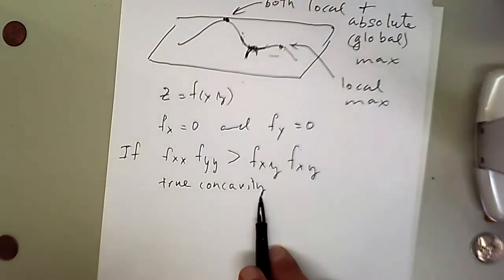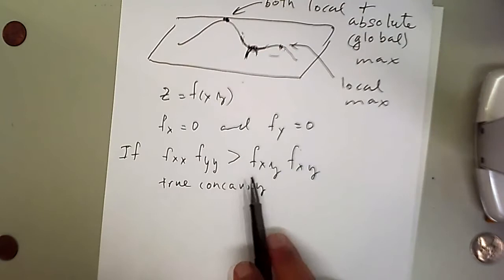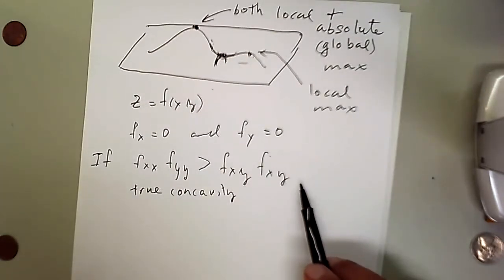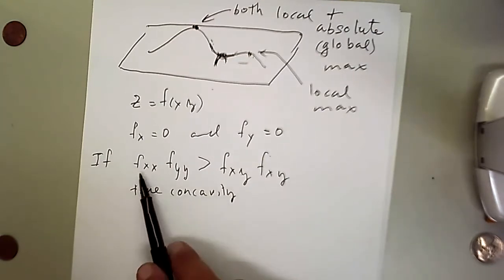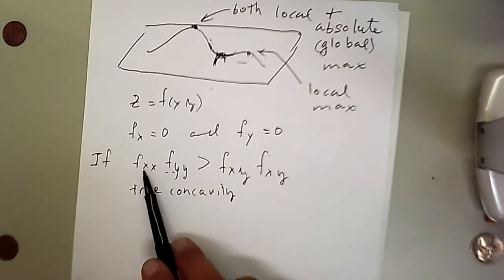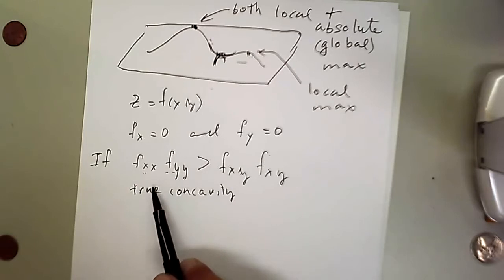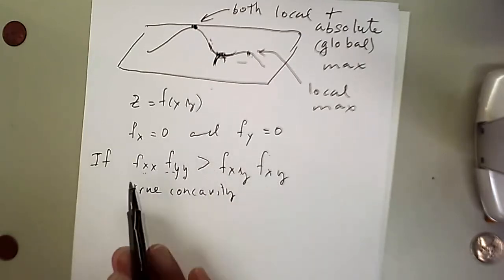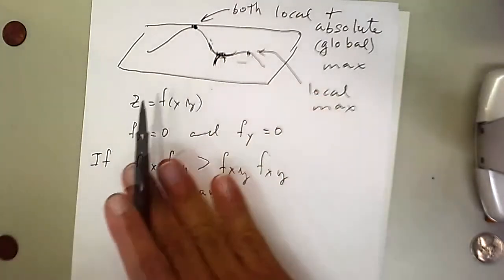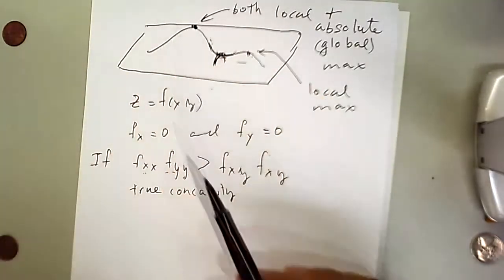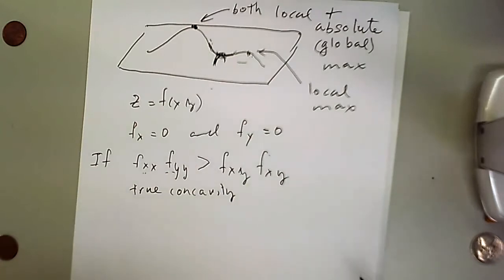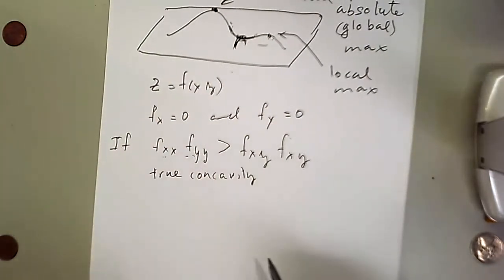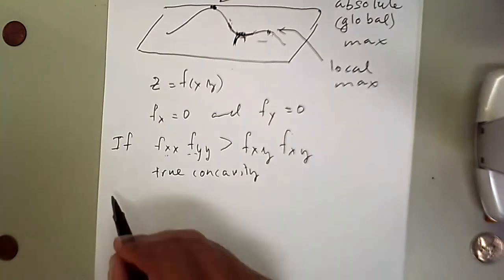Once you establish we have a true concavity by this, then all you have to do is check one of those two to see if we have a maximum or a minimum. So what this inequality establishes is that we have a bottom or a top, because we have a concavity that is well established, well defined, nicely all around.